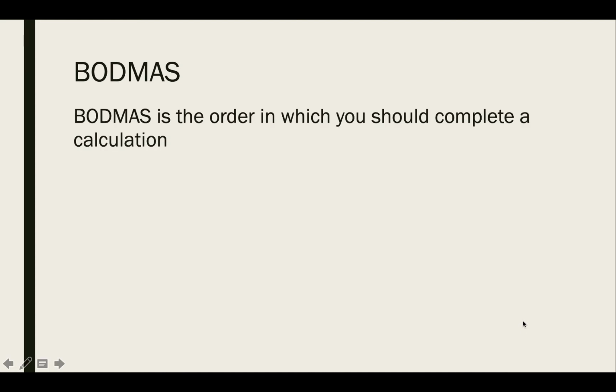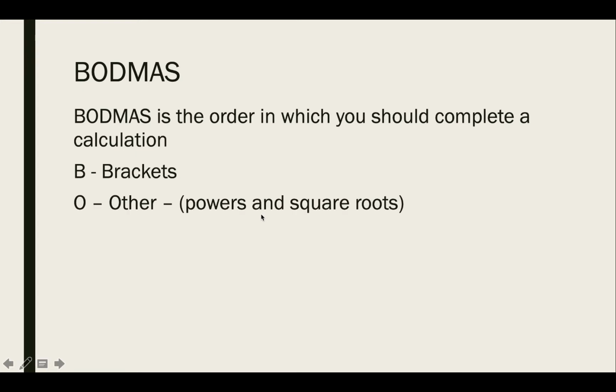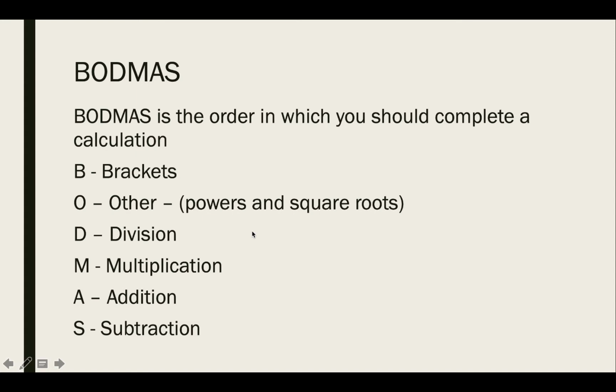Now we're looking at BODMAS. So BODMAS is the order in which you should complete a calculation. And each letter in BODMAS stands for an operator or a form of operation. So the B stands for brackets, and that means we should complete anything that's inside of brackets first. The O stands for other, so other means powers or square roots, so 2 squared, 2 cubed, or the square root of 4, the square root of 64, anything where square roots and powers are involved. D stands for division, so we should complete division first out of all the other operators, multiplication, addition, and subtraction.